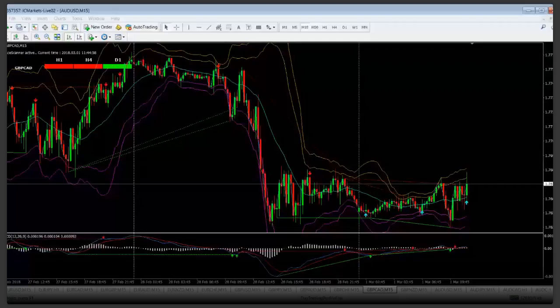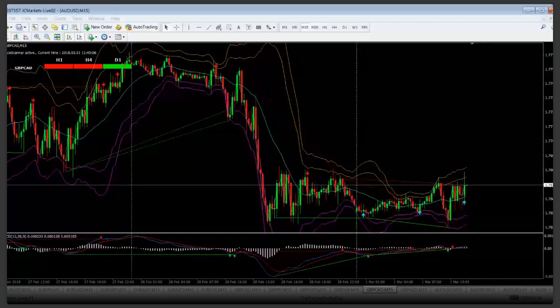So getting some more signals. Yeah, so that's the signal on the British pound CAD. And we go. I'll just move the stop loss 40, 50 pips, just under that range. There we go, British pound CAD buy.